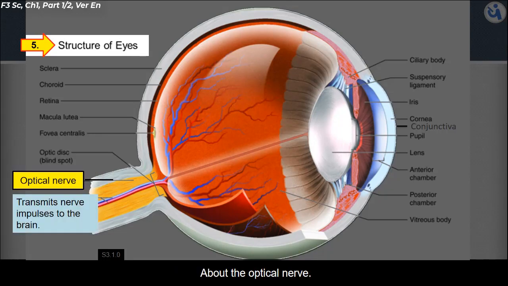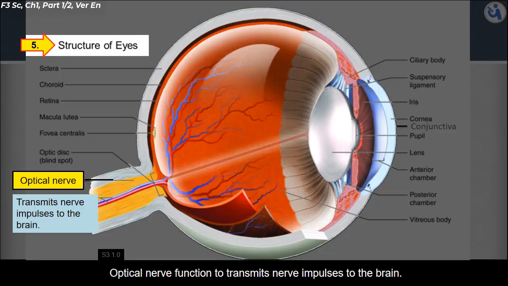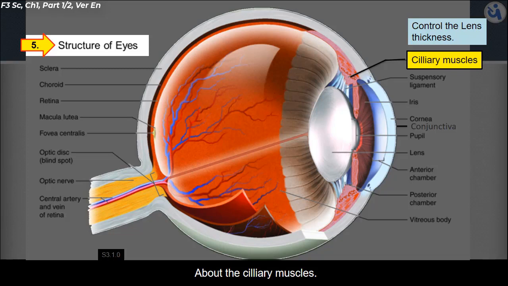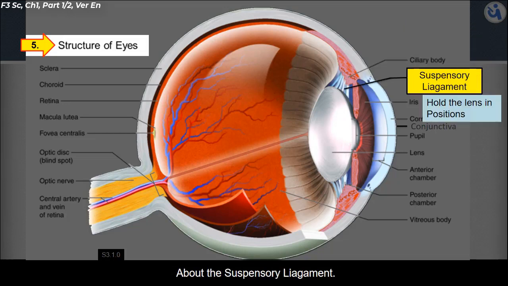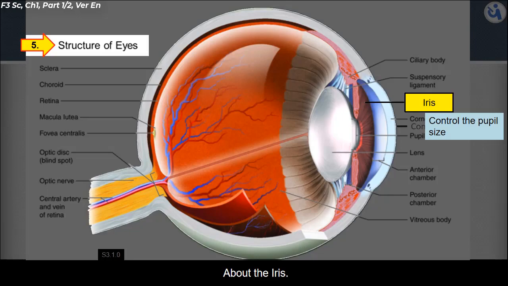About the optical nerve. Optical nerve functions to transmit nerve impulses to the brain. About the ciliary muscles. Ciliary muscles function to control the lens thickness. About the suspensory ligament. Suspensory ligament functions to hold the lens in position. About the iris. Iris functions to control the pupil size.